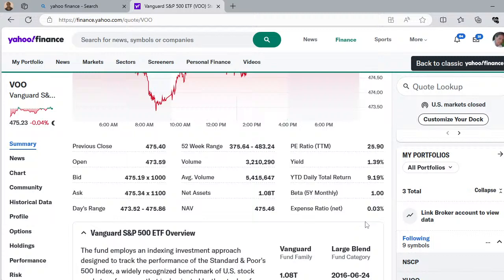So, let me show you something else about VOO. I'm going to come down over here. This is Yahoo Finance. I love Yahoo Finance. You can find a lot of information. Right over here in the bottom corner, it says holdings. This is going to tell you exactly what is inside that ETF.